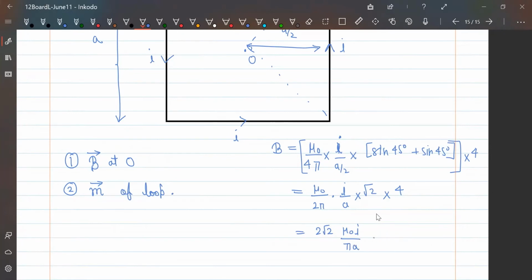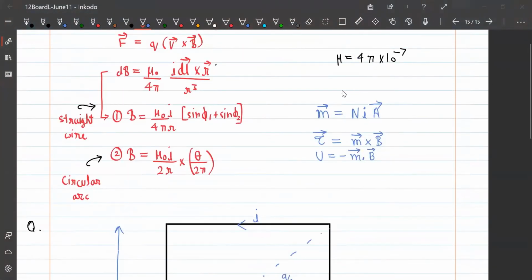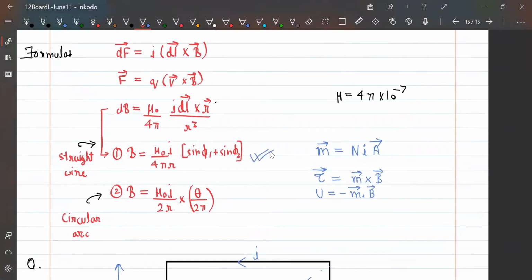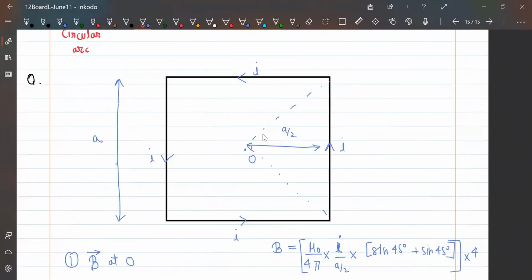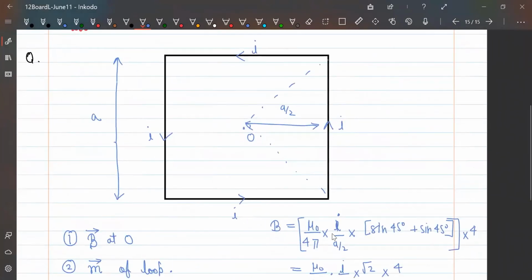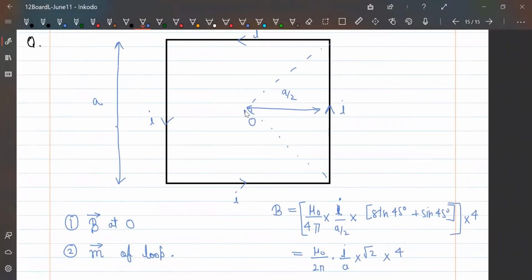Anyone got this answer? See, you have to apply this formula. This is for a straight line: mu naught I by 4 pi r, sine phi 1 plus sine phi 2. There are 4 straight wires, so for each straight wire, you have to calculate. And at the center, the distance of the wire from the center will be this r.